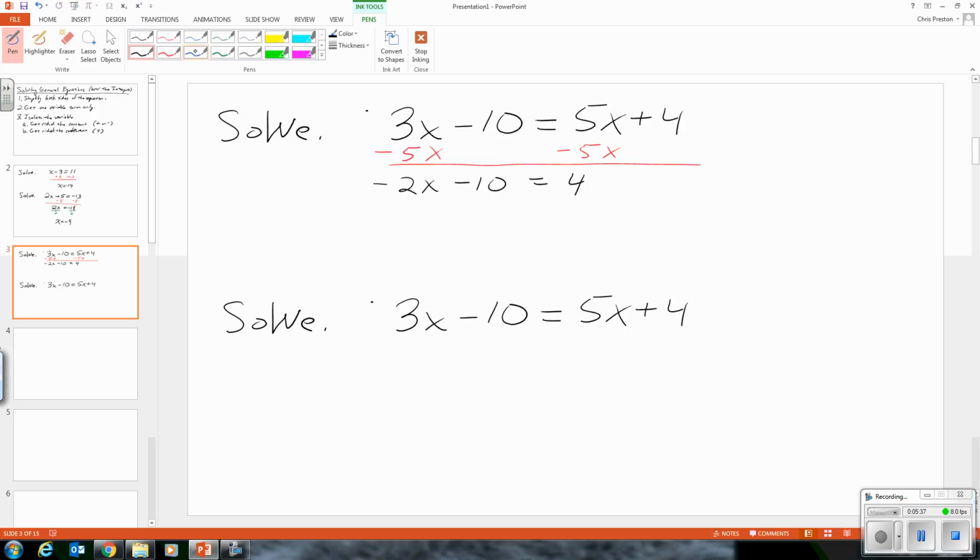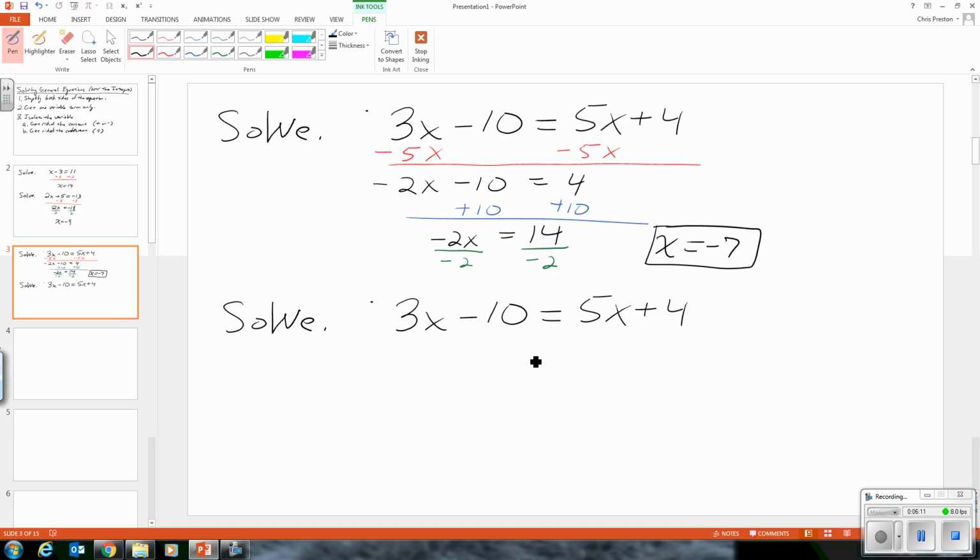And then I'm just going to solve this like I have been. I'm going to add 10, try to get my x alone. So that negative 2x is going to drop down. Negative 10, positive 10 makes 0. Again, look, I got rid of the entire term. I did it by adding or subtracting. And then I want to get rid of the multiplier, negative 2, so I'm going to divide both sides by negative 2. And that's going to give me x equals negative 7.